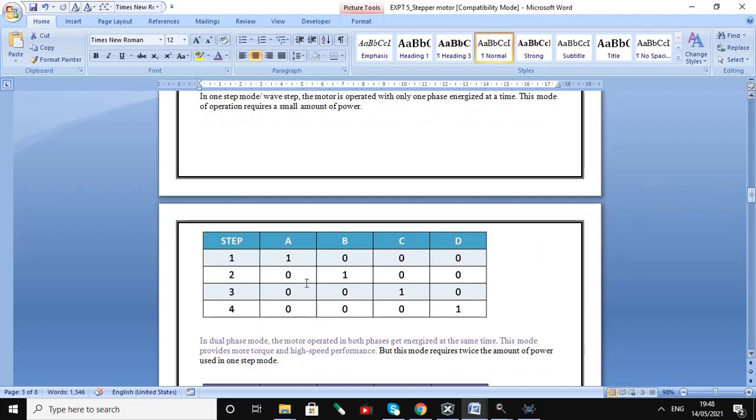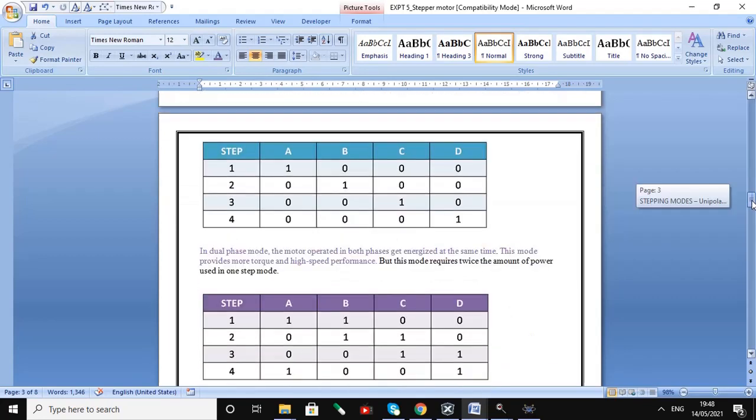So here in step 1, winding A is activated, then in step 2 B is activated, step 3 C is activated, and step 4 D is activated. So this is the activation of windings.